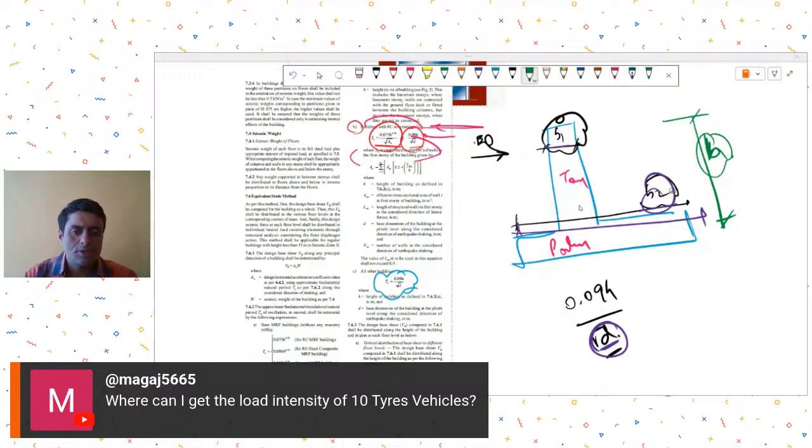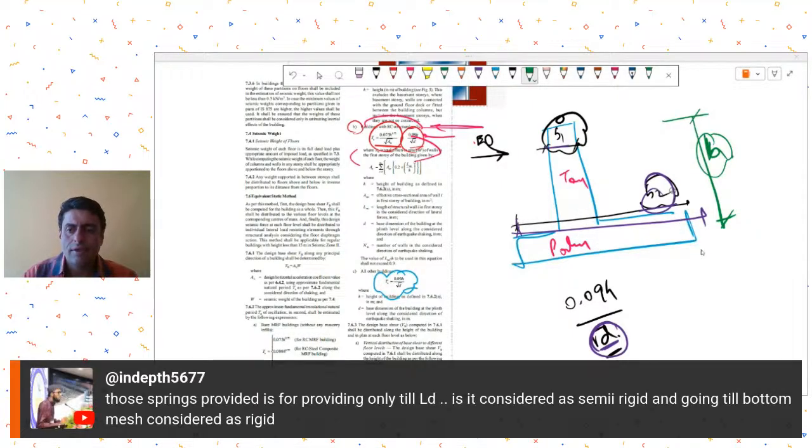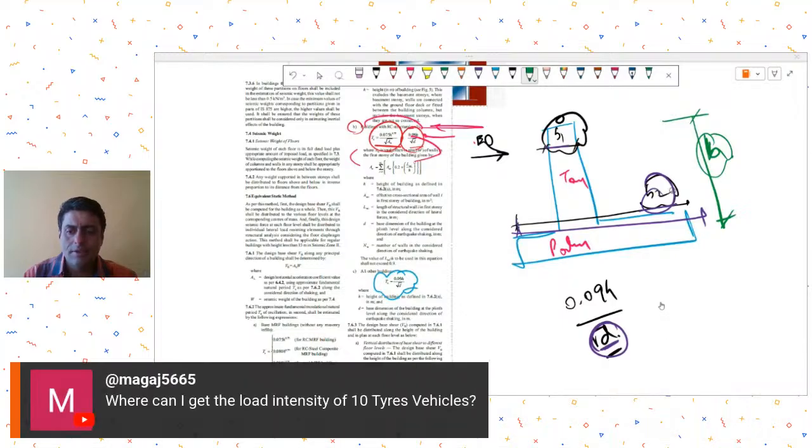Mr. Magaj is asking, where can I get the load intensity of a 10 tyre vehicle? Maybe you can refer to IRC 6. They have different loadings given, different wheel loadings for different load classes. So I think IRC 6 will help you.